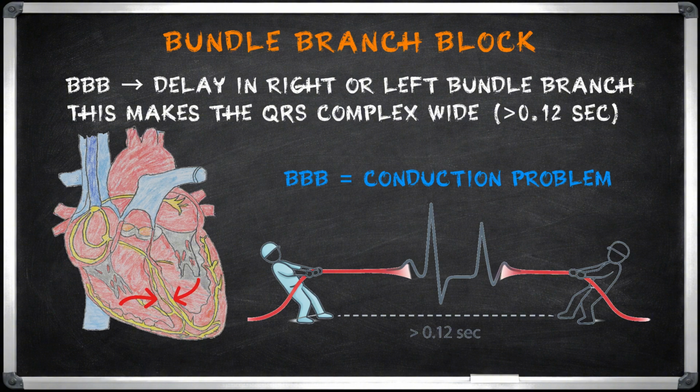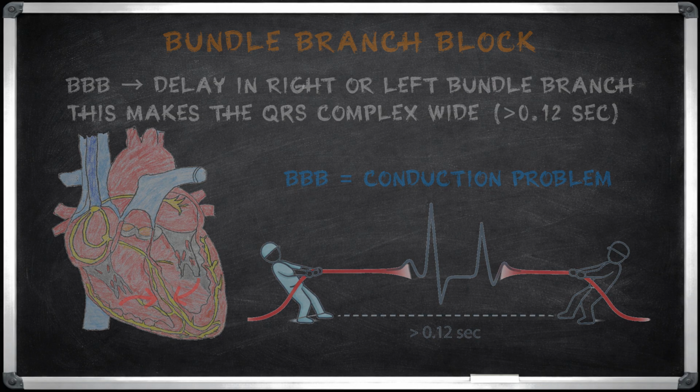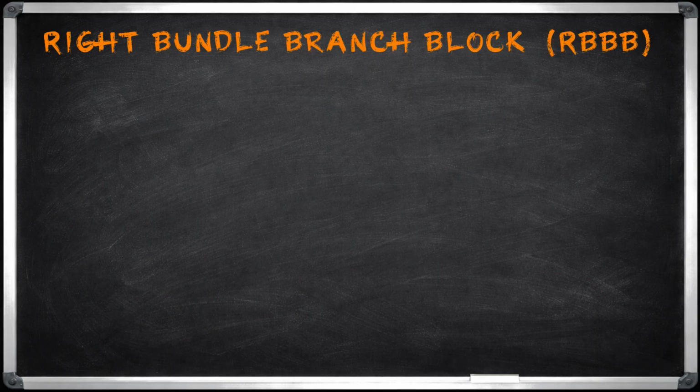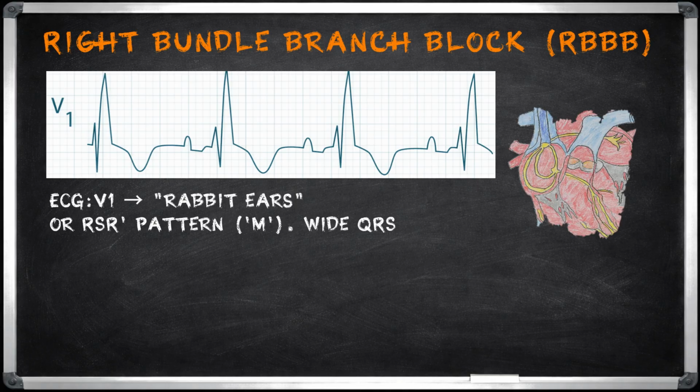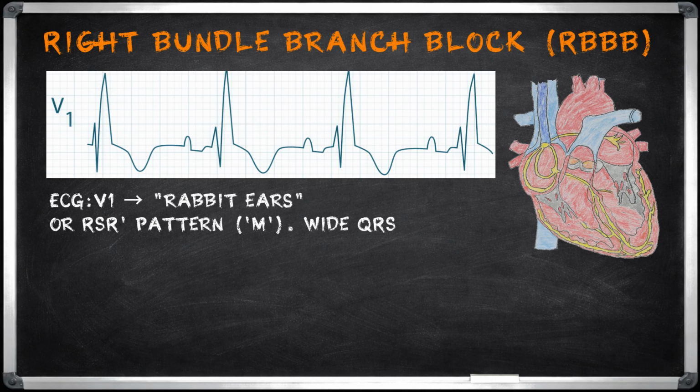The rhythm can be perfectly normal sinus rhythm, just with wide QRS. Here we have some options, which is a right bundle branch block, ECG signature. Look at lead V1. You will see a classic rabbit ears or RSR pattern, like the letter M. The QRS is wide, which means the right ventricle activates late. The left ventricle goes first, then the impulse spreads to the right.